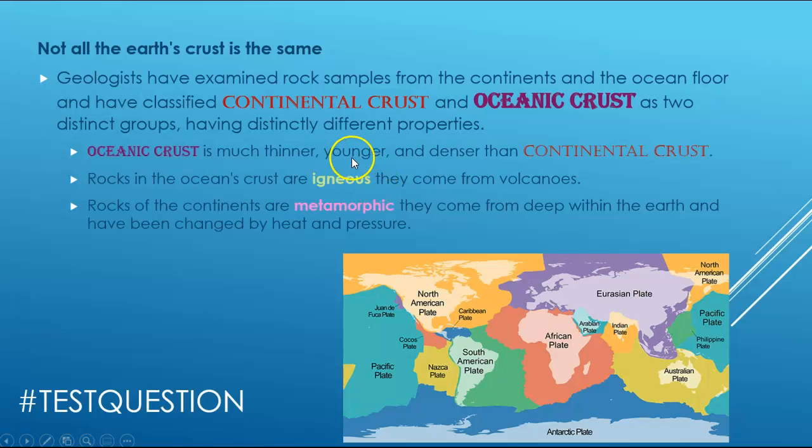Also, we have observed that the ocean crust is made of more igneous rock. That means it comes from volcanoes, while the rock that is making up the continents that we live on tends to be more metamorphic. That means that these rocks came from deep within the earth and they've been changed by heat and pressure. We will spend more time talking about the types of rocks, igneous, metamorphic, and even the third type, sedimentary rocks, when we get to Unit 3.